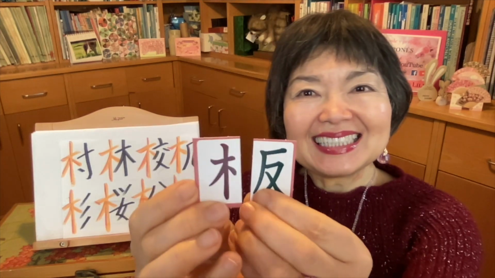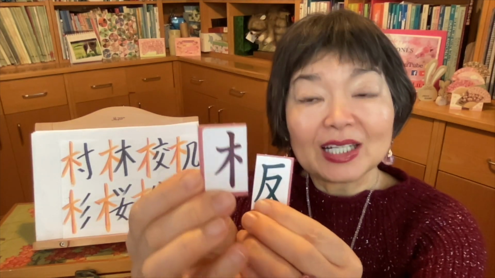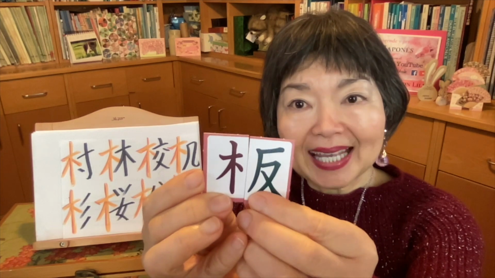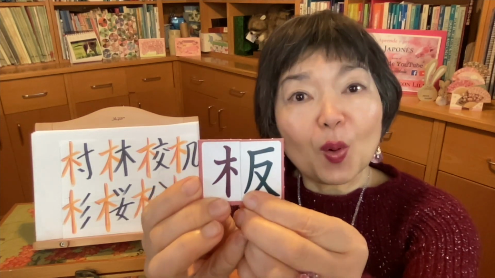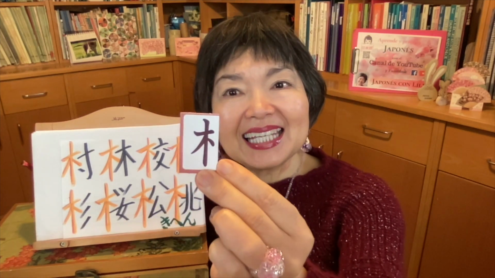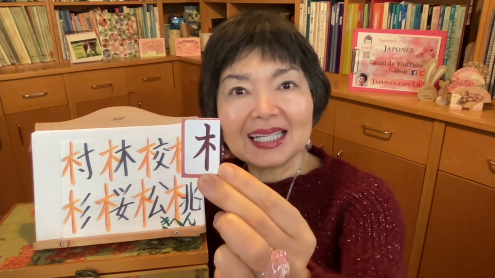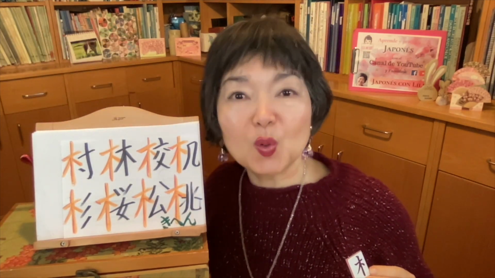Look at this. This is ki, tree. And together, in this case, this means board. Using this ki, kihen, in the left part, these are some examples. But every kanji of these is something to do with trees or wood.